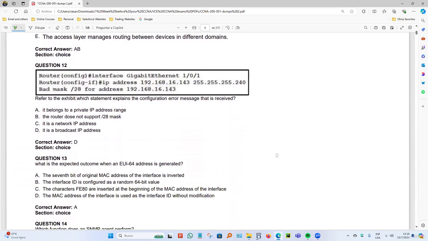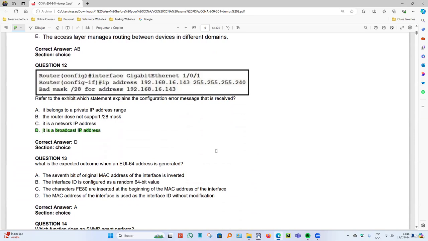Question 12. Refer to the exhibit. Which statement explains the configuration error message that is received? That is B. No, it's actually a broadcast address. This is a broadcast, so it is D, in fact.